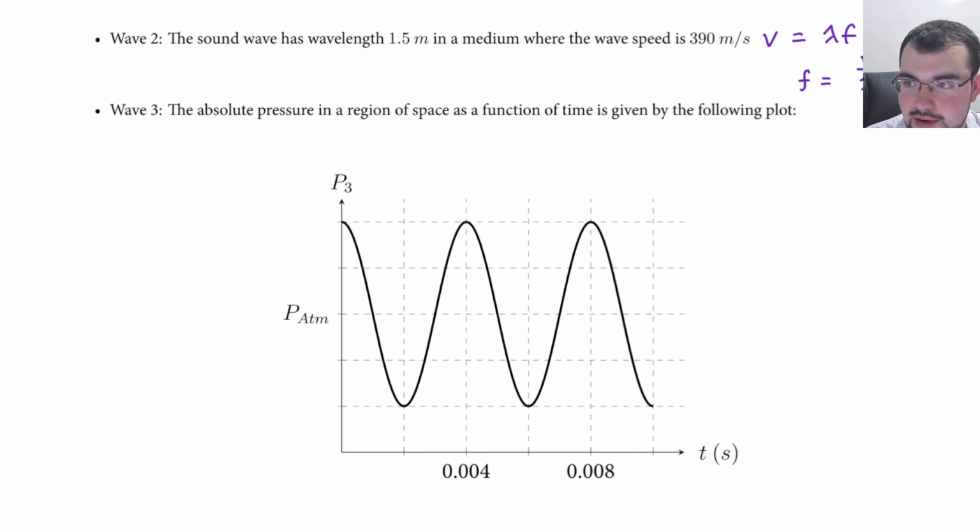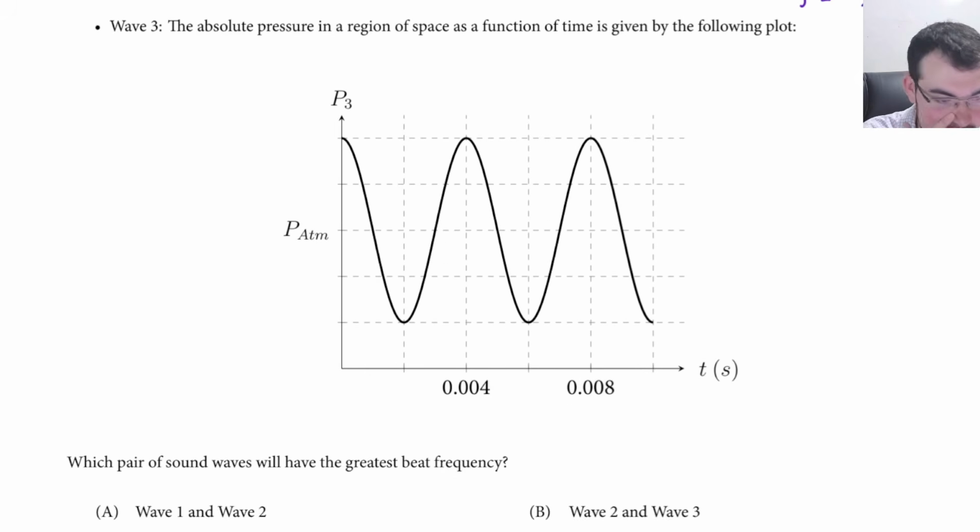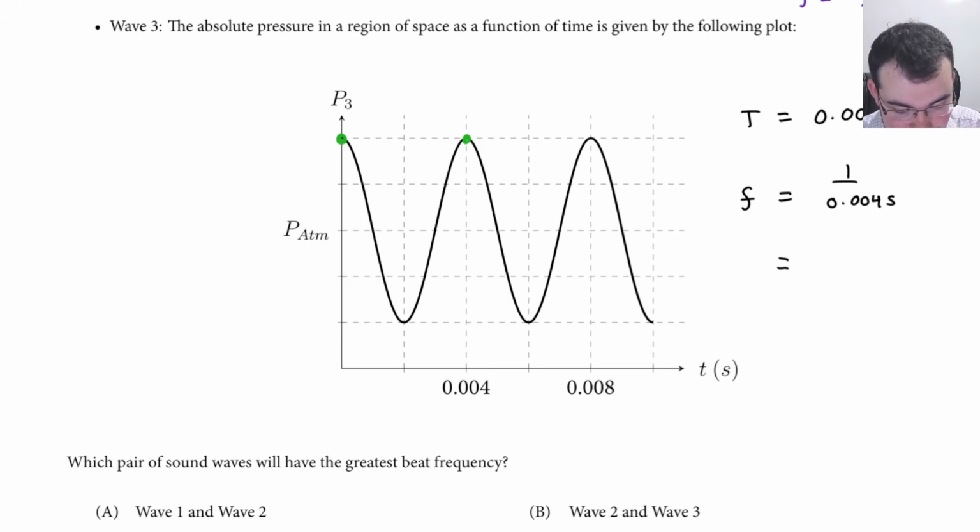And then lastly, we have wave 3, which is this wave. So I see that it is repeating every 0.004. So the period is equal to 0.004 seconds. So the frequency is 1 over the period, which is equal to, I'm going to guess this is 250, just based on the fact that there's a 4 involved. This makes me think of like the 4 in the 25% idea. Yeah, it is.